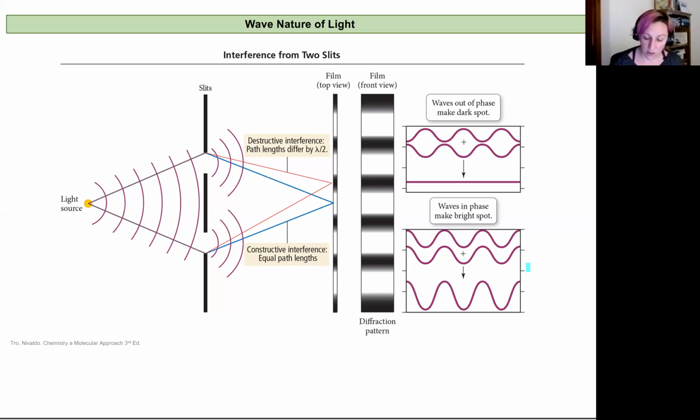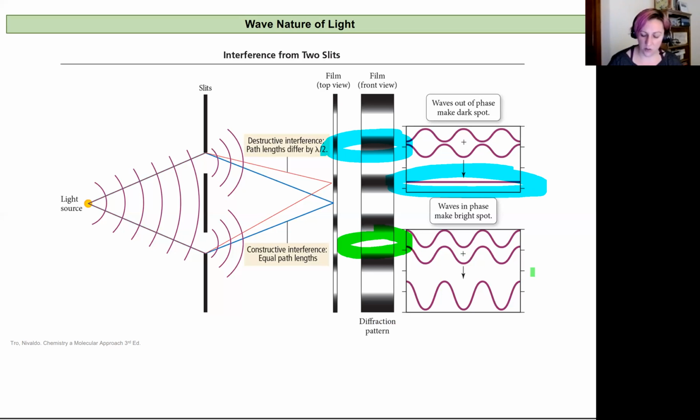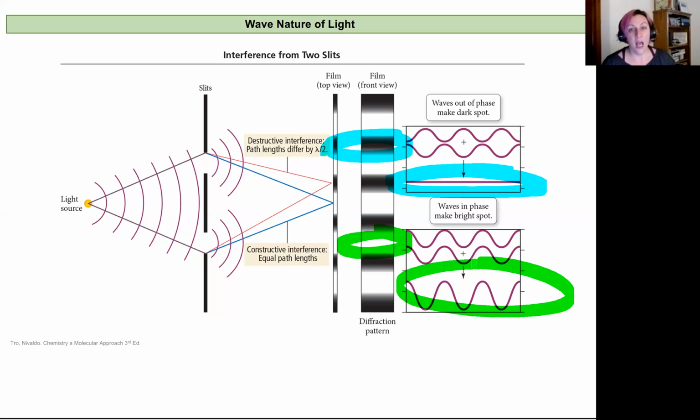So we'll see dark regions that correspond with destructive interference, and we'll see these really bright regions that correspond to constructive interference. And we'll see this really classic pattern from a double slit, like shining a light through something that has two slits in it.